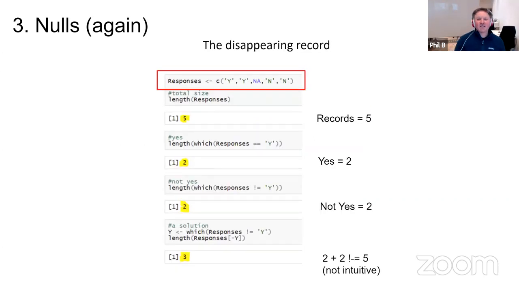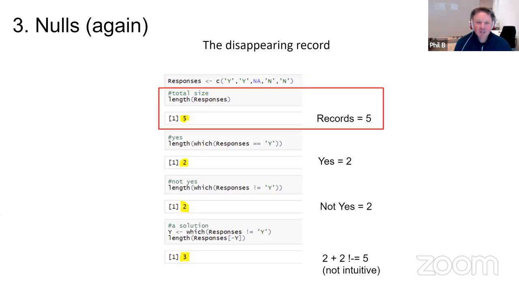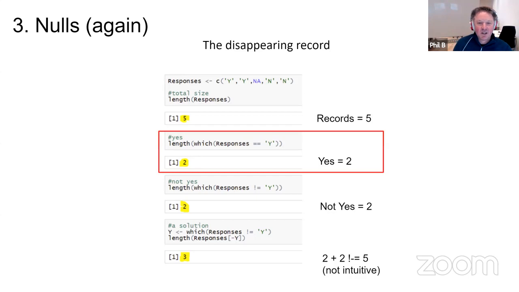Here's nulls again. This is a kind of quirky one. So this is our code, just in case you're wondering. I've defined a vector called responses, where I'm going to say yes, yes, or y, y, NA essentially null, and n, yes, yes, don't know, and no, no. So I said, what's the length of responses? That means how many values are there? So there's 5, which is correct. This next line says, tell me how many are yeses, and it says correct, 2.